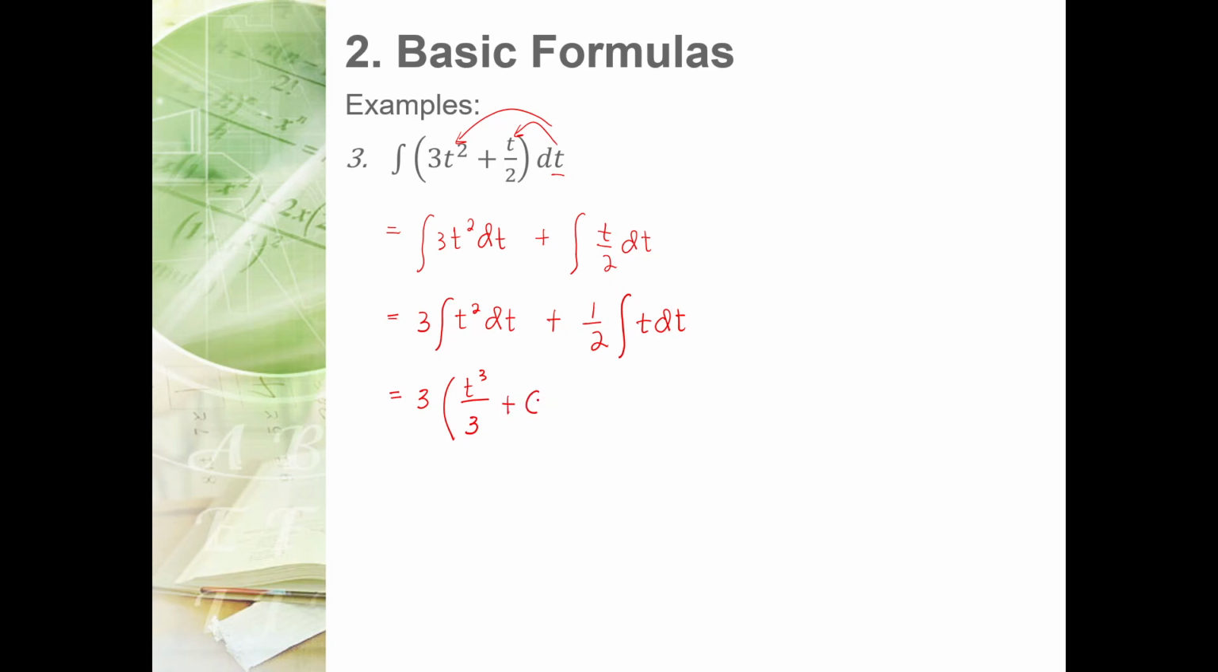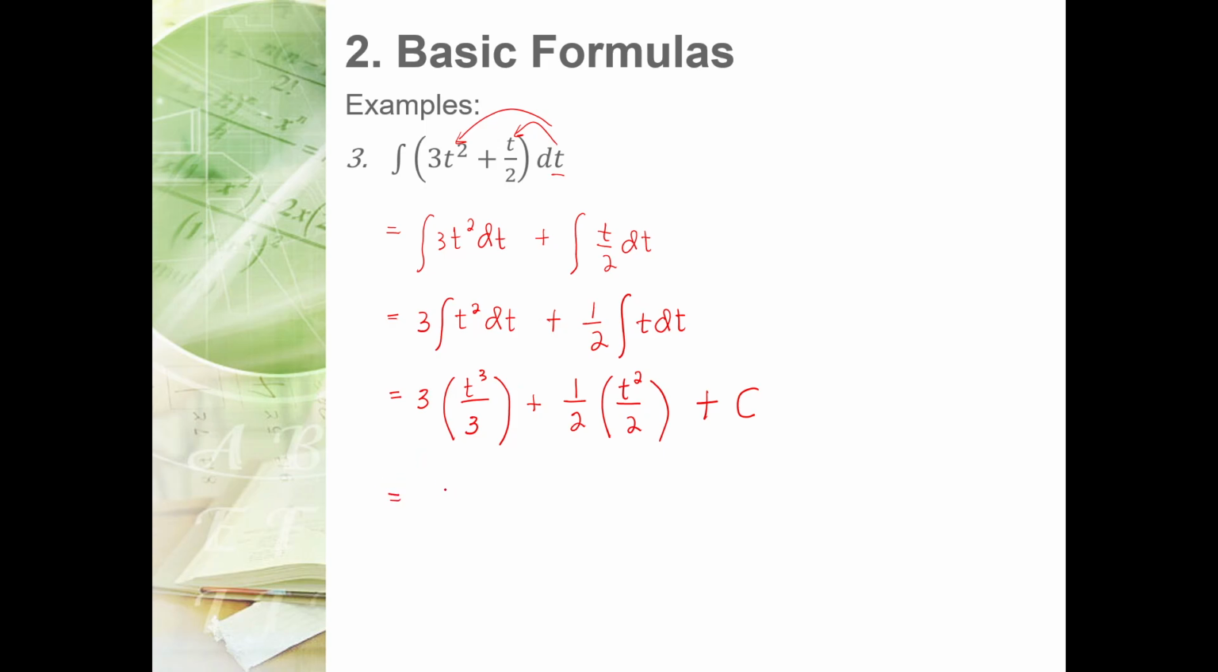Again, if you know the process, you can skip writing the c for now. Later you just add the c at the end of your answer. So plus 1/2, and this will be t squared all over 2. Then you put your c. The purpose of writing a c earlier was to remind you that each integral originally has its corresponding value of c. And then we just combine it later at the end of the final answer.